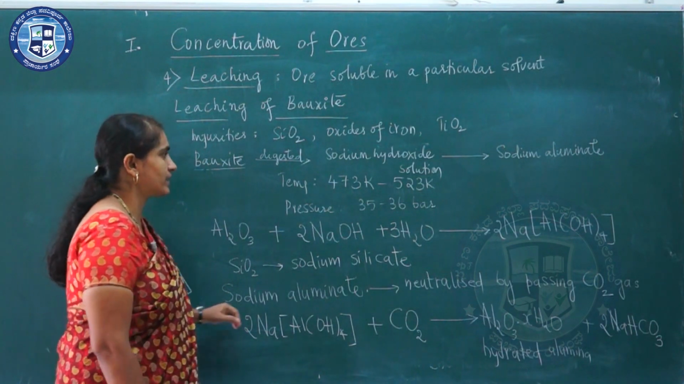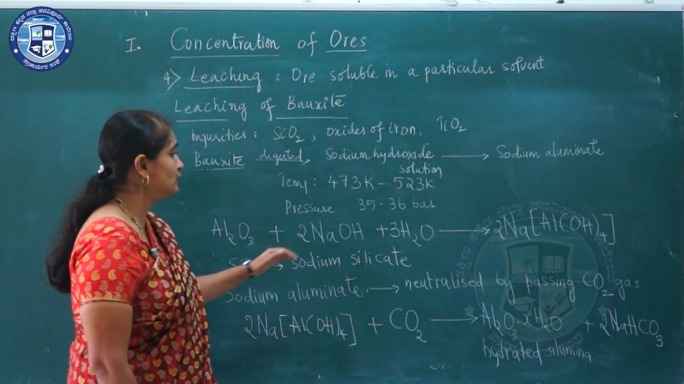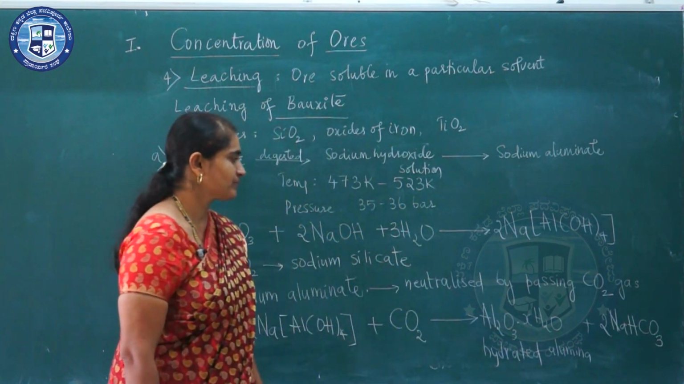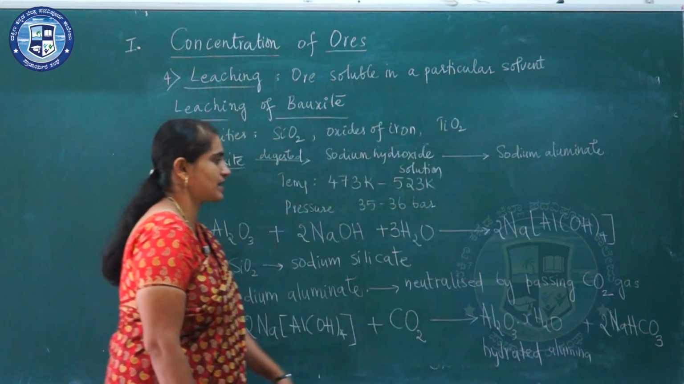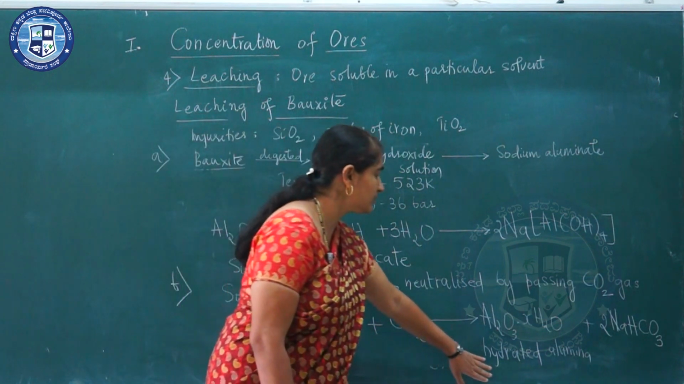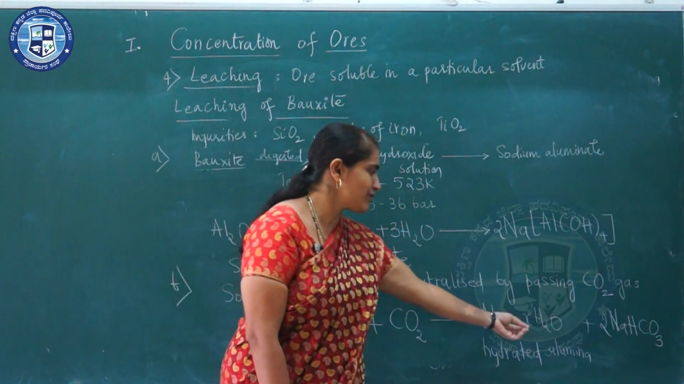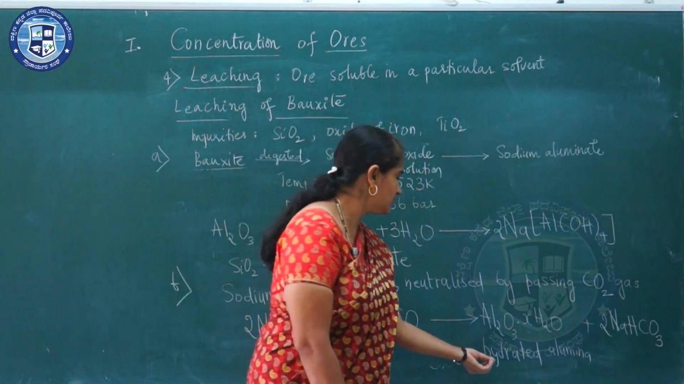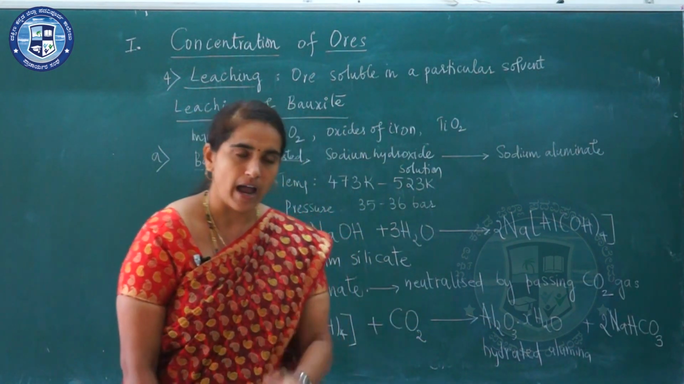In the second step, the sodium aluminate we obtained in the very first step is neutralized by passing carbon dioxide gas, and we end up with hydrated alumina, which is separated along with sodium bicarbonate. Last year we studied the preparation and properties of NaHCO3, which is removed. Once we want to get this hydrated alumina, we add a few freshly prepared alumina, just to enhance the reaction. Small amounts, not too much, in order to favor precipitation of this alumina.